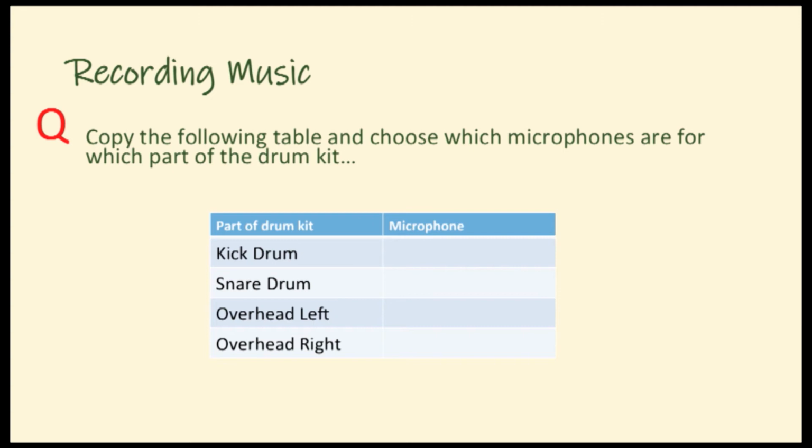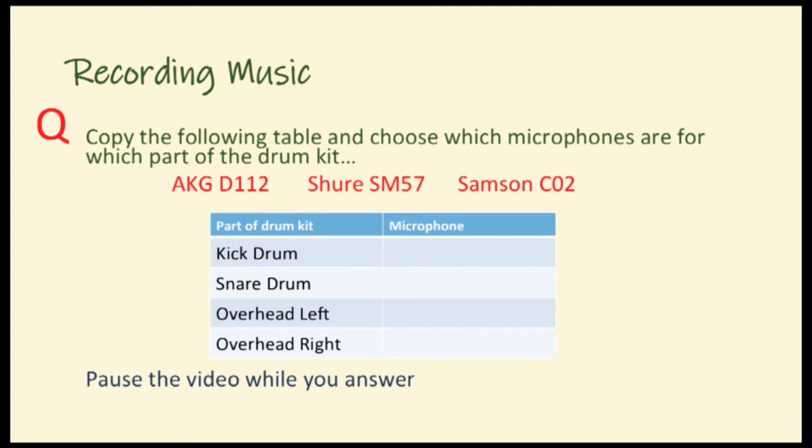Okay, on your paper, I'd like you to copy the following table and choose which microphones are for which part of the drum kit. So on the drum kit, you have the kick drum, snare drum, overhead left and overhead right. Copy them into your table and then choose whether you have the AKG D112 or the Shure SM57 or the Samson CO2 microphone. Add them to your table and pause the video while you answer.